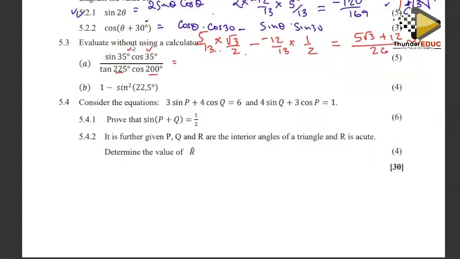Okay, then they want us to get 1 minus sine squared of 22.5. So we know that 22.5 is just the half angle of 45. How do we express this? We can say that 1 minus, let's change this to a cos, it's going to be 1 minus cos squared of 22.5. The 1 and the 1 are going to cancel out, and we're left with just the cos squared of 22.5. They want us to get the value of this.